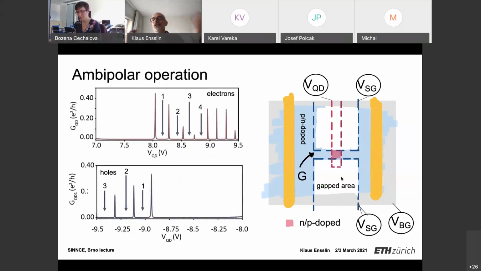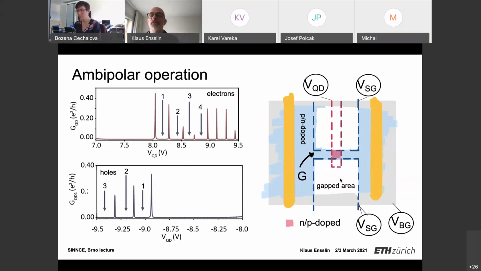Another thing is, this is all gate defined. So what we can do is we can reverse all the voltages. We can do n-type on the outside, we can do a little hole island here, and look what happens. Rather than loading in electrons, we load in holes.